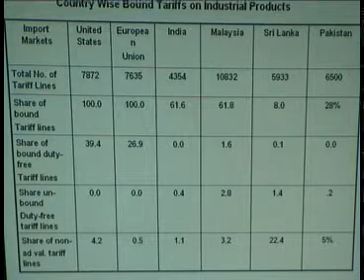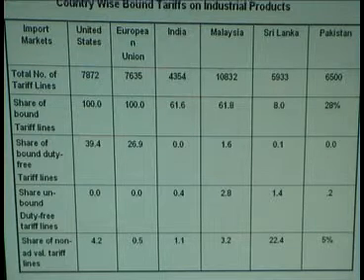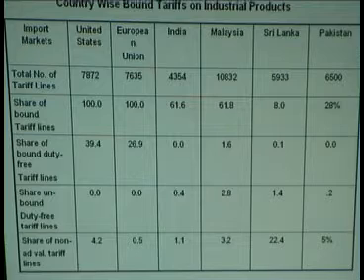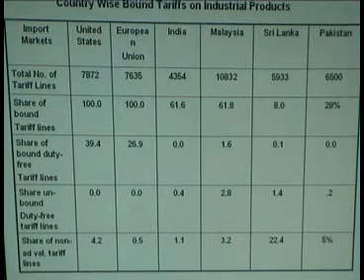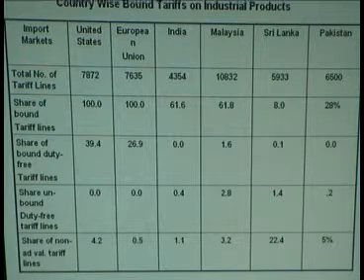Malaysia has bound about 61.8, India 61.6 again. And the European Union and America have 100% bound their tariffs at 100%. And the share of bound tariff lines, share of bound duty-free lines. Now what do you understand by that? Zero rate. So it's 39.4 in United States, 26.9 in Europe. Now if you remember the earlier slides, what would be these items?